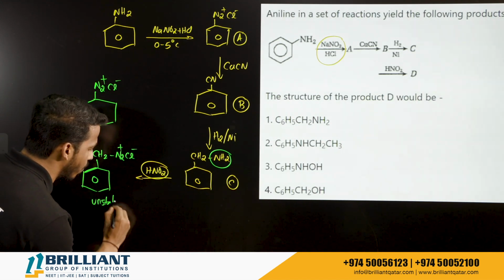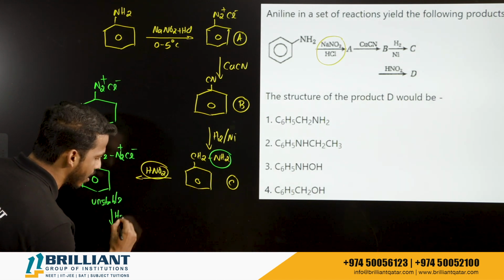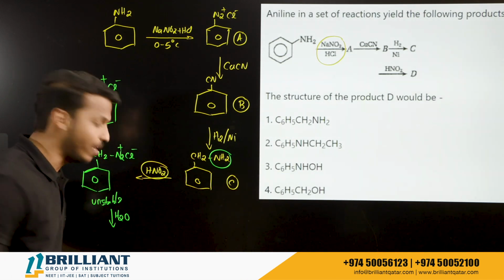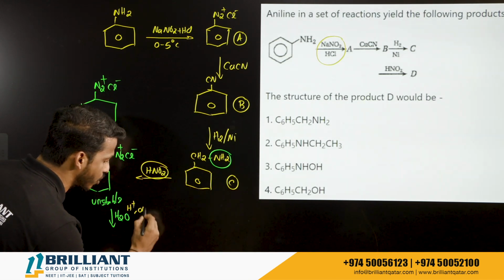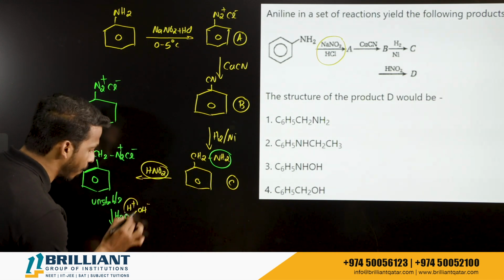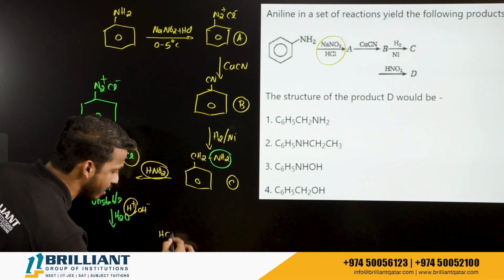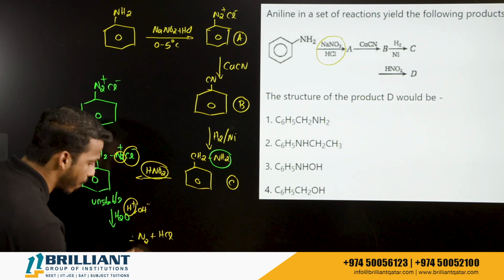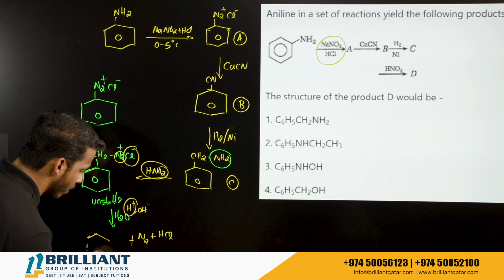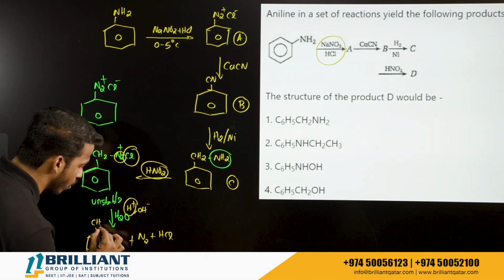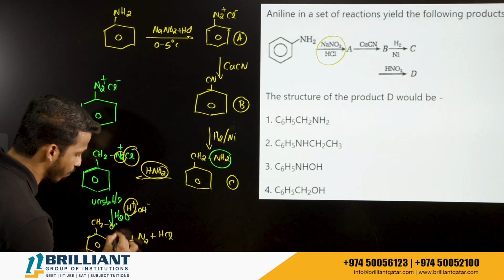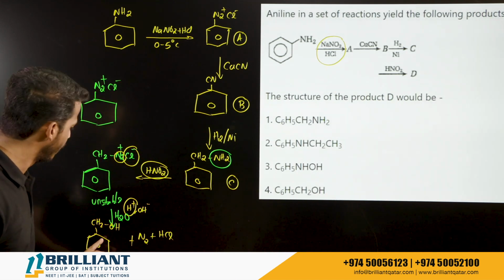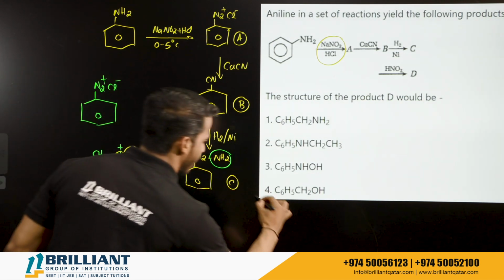If it is unstable, what happens, dear all? It immediately combines with water. How to write the product? What are the ions present in water? H+ and OH-. This H+ combines with Cl-, and you get HCl. Nitrogen gas is evolved, and what is left is benzene with CH2 and this OH group. You get benzyl alcohol. The answer is there: C6H5CH2OH. That is option number 4.